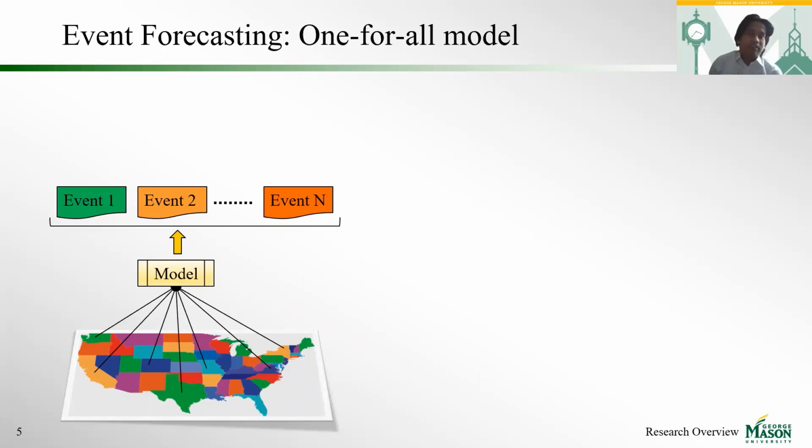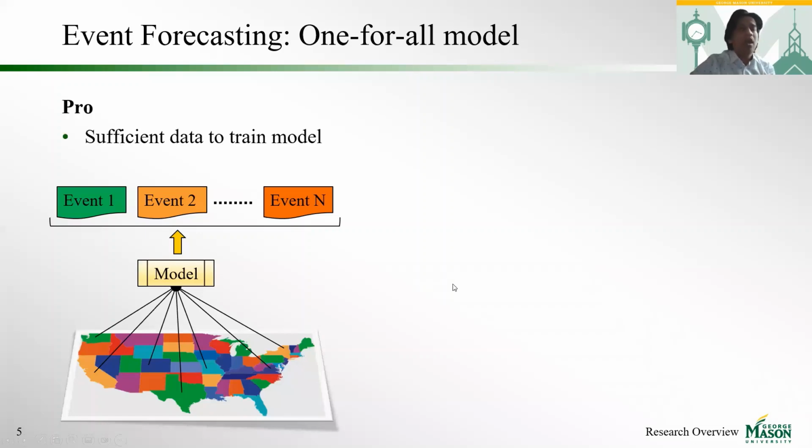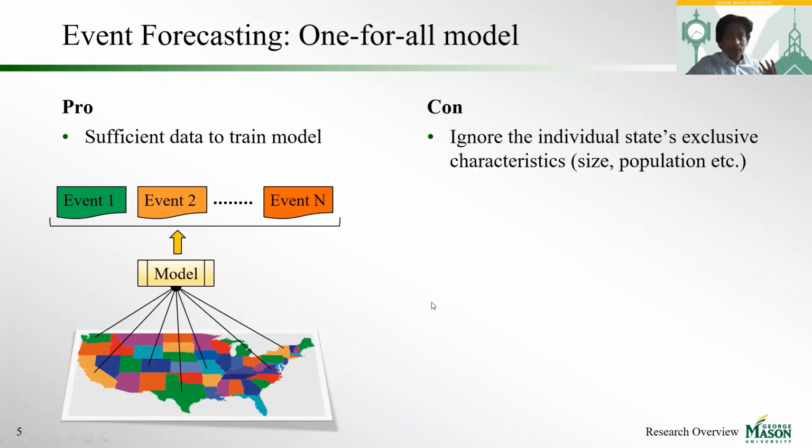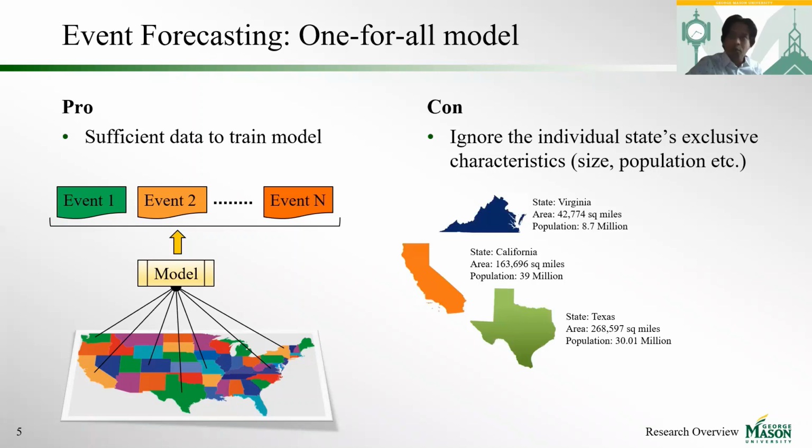If we want to do event forecasting, we can do a one-for-all model. We just design a model, take the data from different states of the USA, and predict the event, okay, what is the influenza activity, right? The pro here is that we would have sufficient data to train the model because we are taking a lot of data. But here is the con. It ignores the individual states' exclusive characteristics like size and population. If you see here, Virginia, California, Texas, they have different areas and different populations, right?